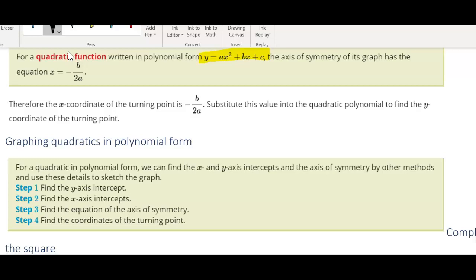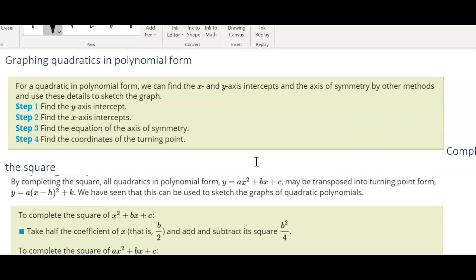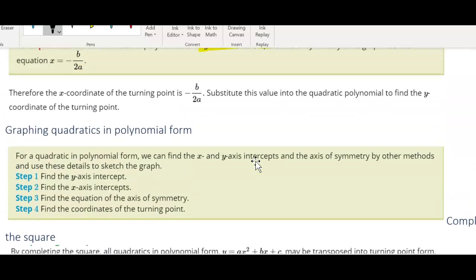So we'll do a few examples of that. And that's what it just says underneath. Okay, the next one, graphing quadratics in polynomial form. All right, so when it's in polynomial form, remember I did that before.